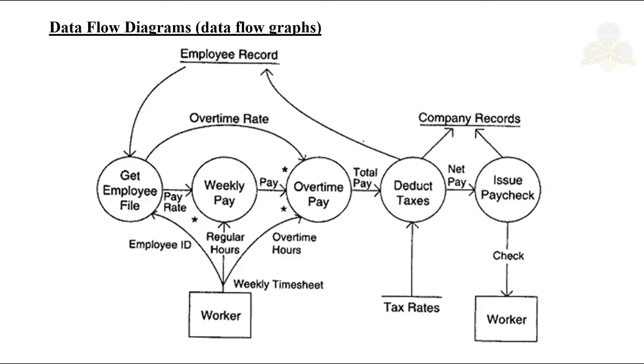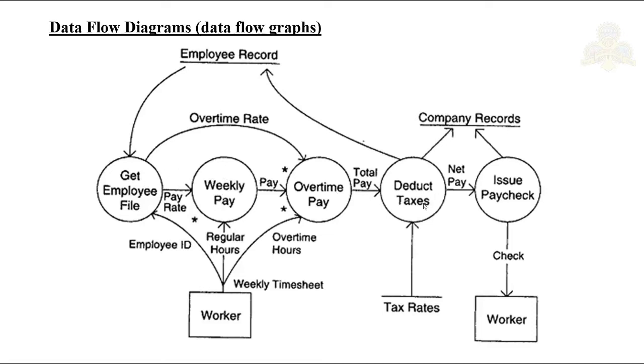The agent that performs the transformation of the data from one state to another state is called a process or a bubble. Now, a DFD shows the movement of the data through different transformations or processes in the system. The processes are usually shown in a named circle like this. This is a process. So we have five processes here.